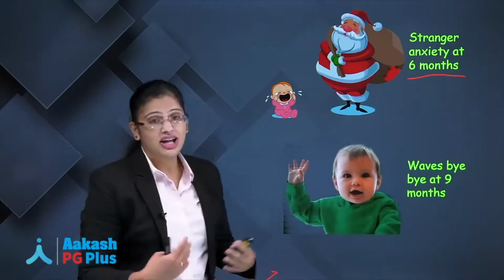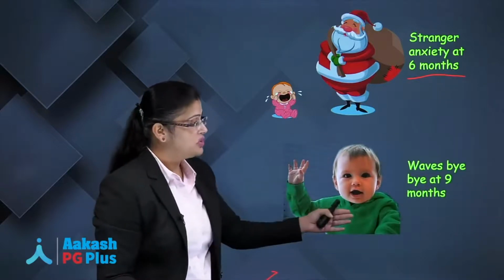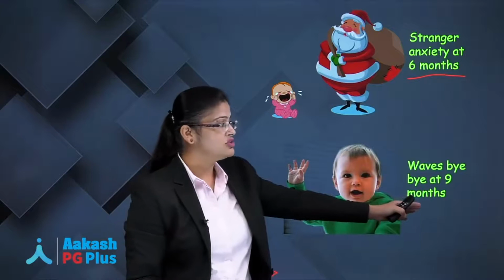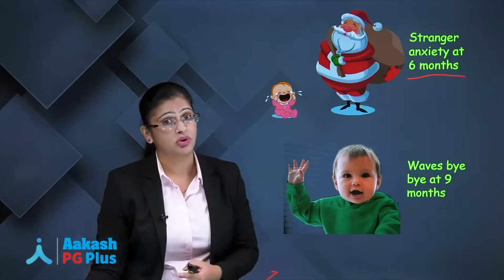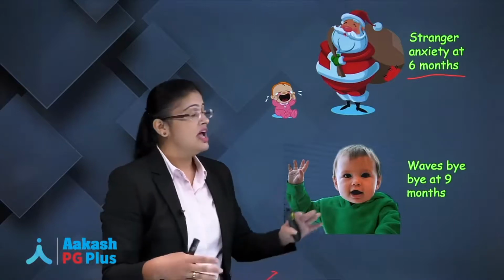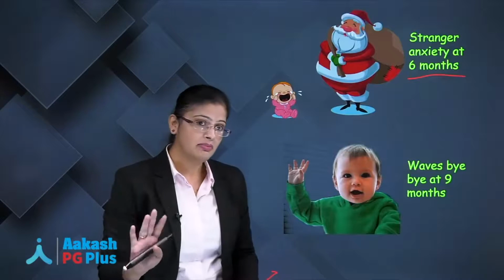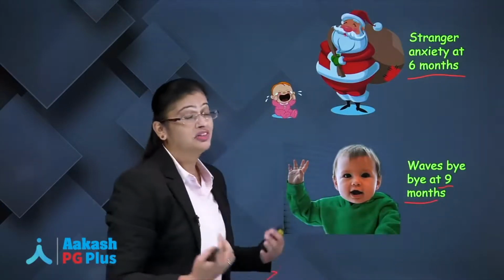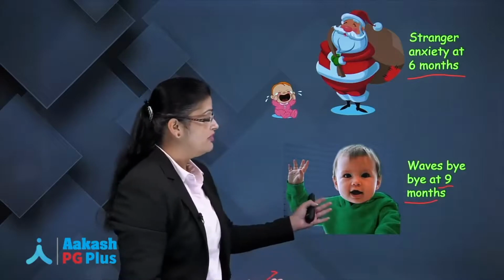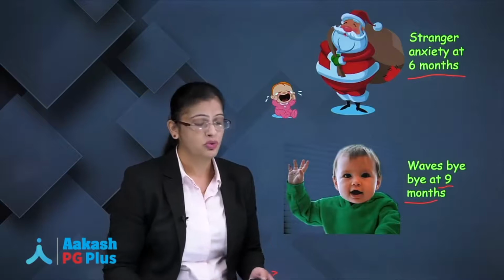But the child gets used to the mother going back to work. So in the next 3 months, that is at around 9 months of age, he is now accustomed that yes, mama will go to work in the morning, she will come back in the evening. So when mama goes, he waves bye-bye to mama. So at 9 months of age, after 3 months of hard work, the baby finally says bye-bye to mama when she leaves for work.